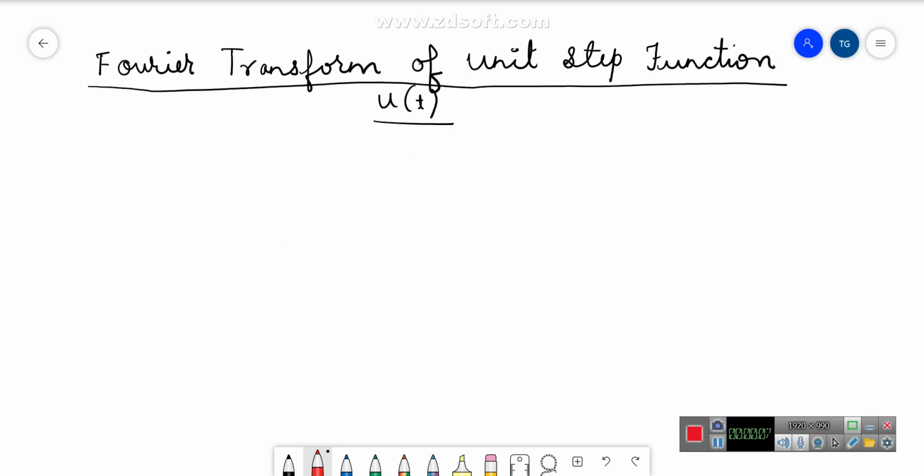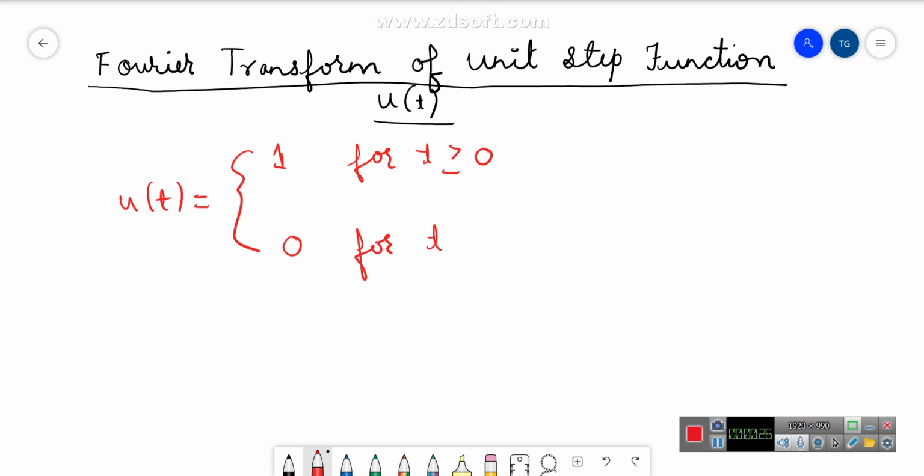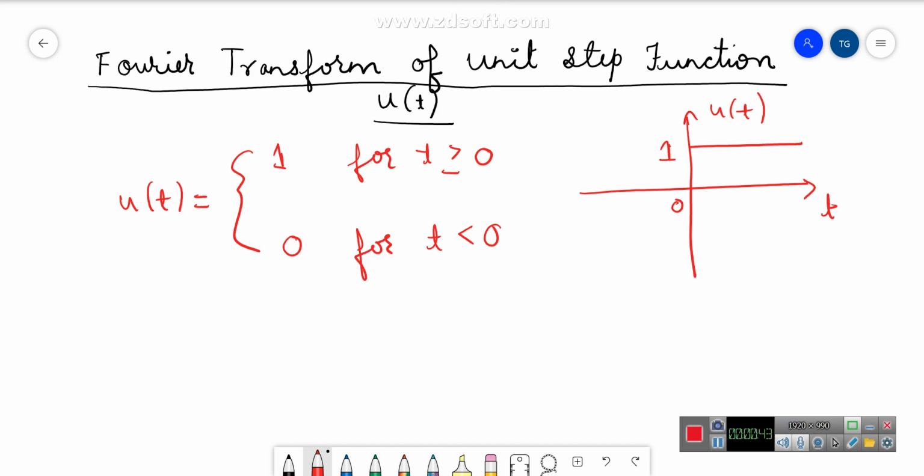In this video we will see how to find out the Fourier transform of unit step function u of t. We know u of t is equal to 1 for t greater than or equal to 0, and it is 0 otherwise, or for t less than 0. So our unit step function can be noted like this. This is my u of t and this is 1 for t greater than 0. So this side the value is 1, and 0 otherwise.